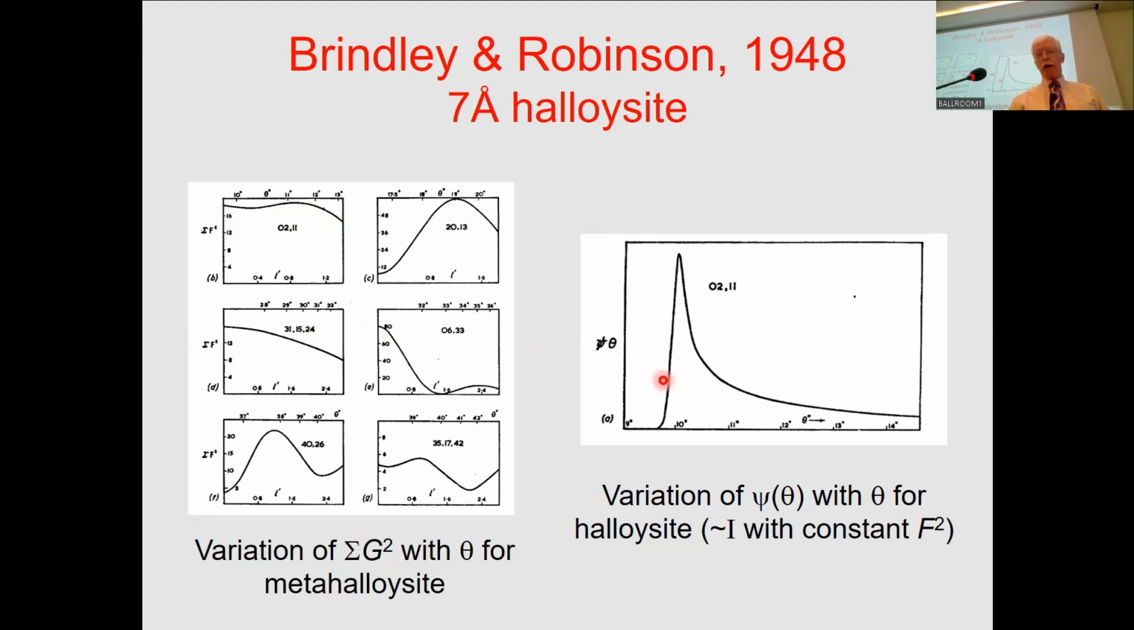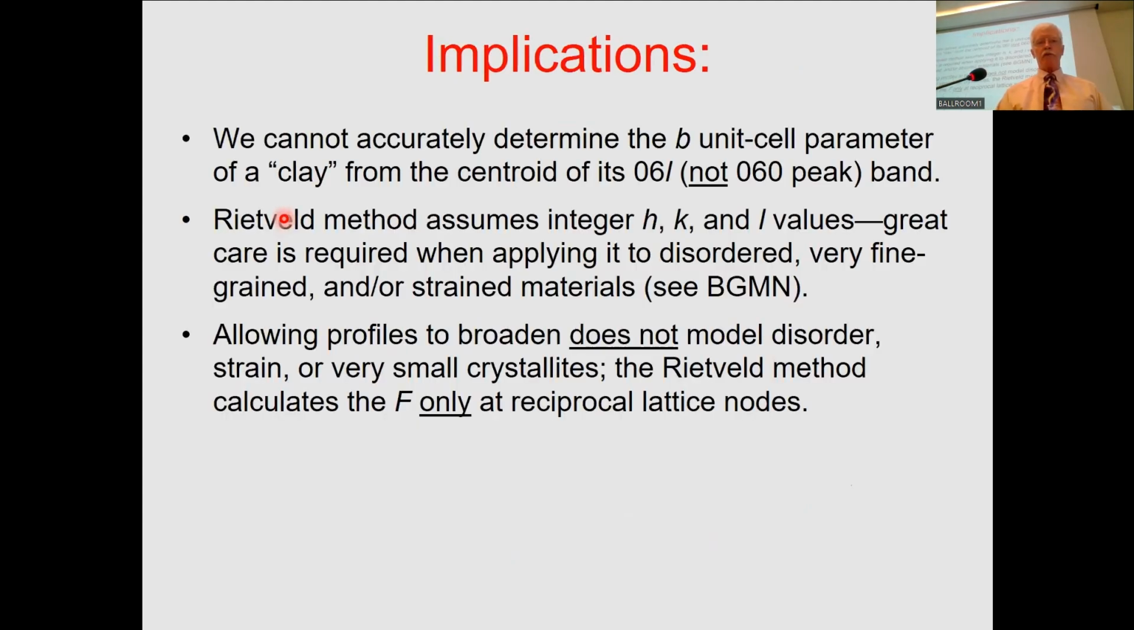And when you apply, there's a geometrical factor that Brindley talked about. For 02,11, it's shaped like this. If you multiply this factor by an approximately constant G squared, you get the nice asymmetric diffraction band that we see for the 02,11 band for phyllosilicates.